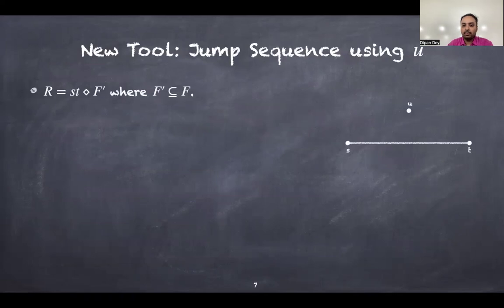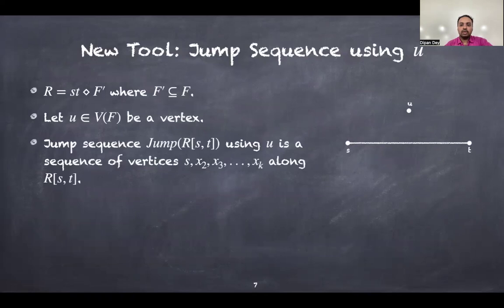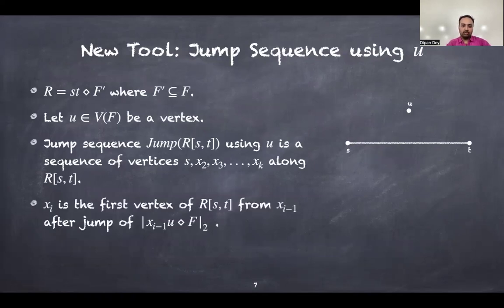So let R be a path from S to T after avoiding some fault set F prime, and U be a vertex of F which is not on F prime. So the jump sequence of RST using U is a sequence of vertices on the path itself. How do we get the sequence? How do we get from one vertex to another vertex? xi is the first vertex on RST from xi minus 1 after a jump of this length. So what is this length? It is the distance from xi minus 1 to u after avoiding f, base 2.